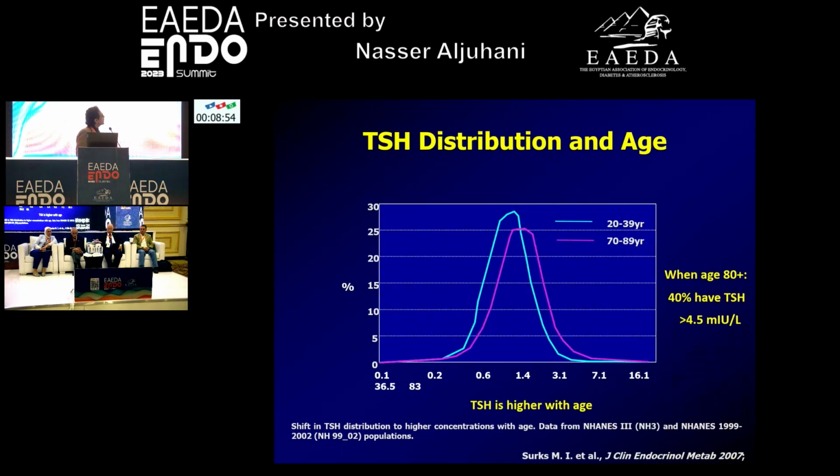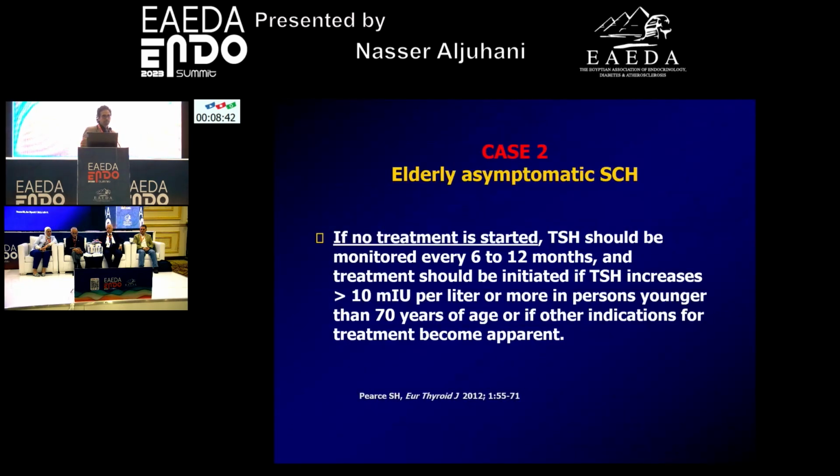We can see that with age TSH has increased. Above the age of 80, more than 40% of the patients have TSH more than 4.5. So this is maybe protective for them. So if you don't treat the elderly, observe the TSH every 6 months. If it increases to more than 10, maybe you will treat this patient.